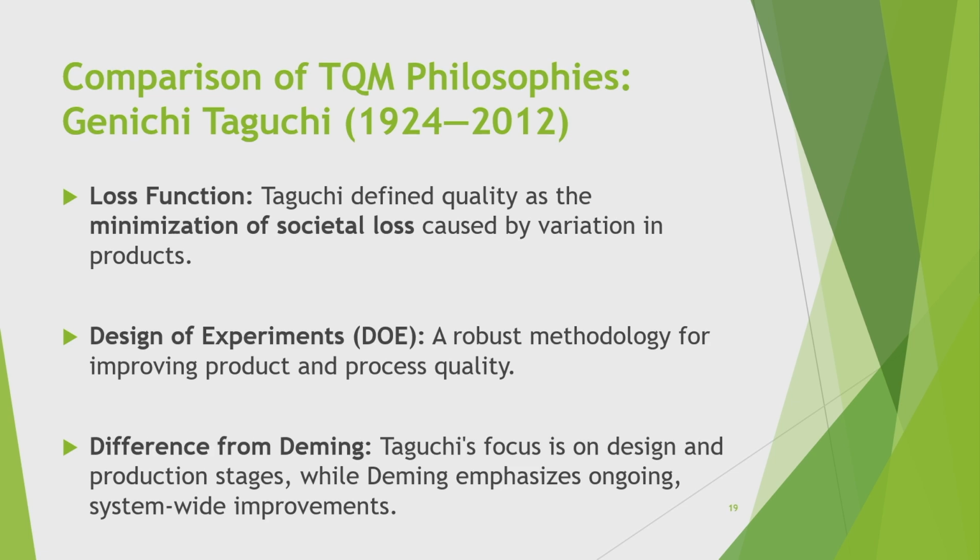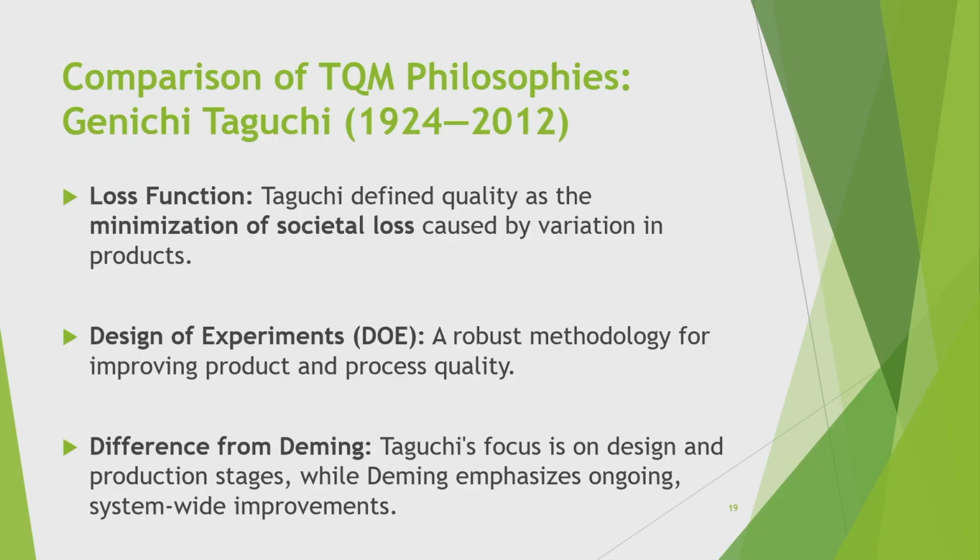And now another quality guru has been Genichi Taguchi. He gave the concept of the loss function. Taguchi defined quality as the minimization of societal loss caused by variation in products. He gave one method by which any quality loss can be converted into monetary form also. He gave the example that suppose the average is the same in both companies, but one company has a lot of variation, and the other does not have too much variation.